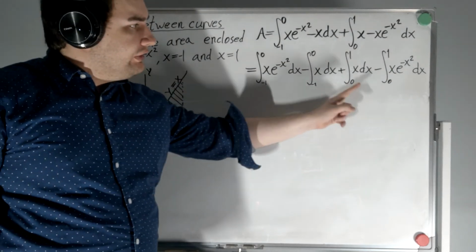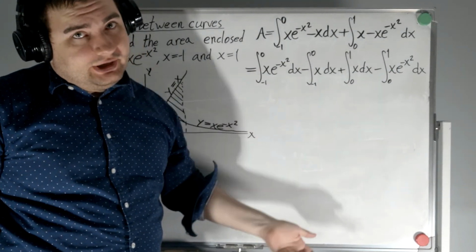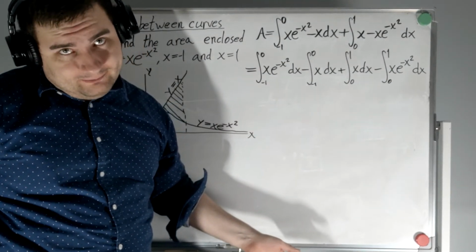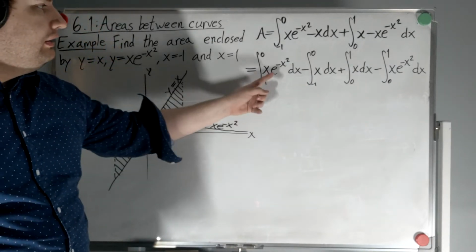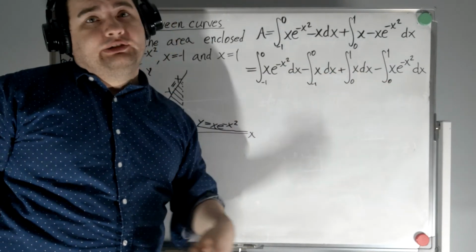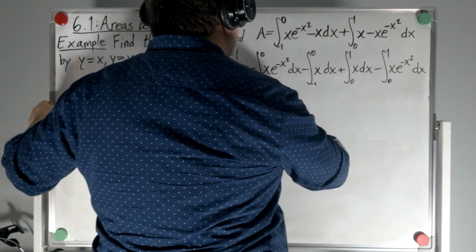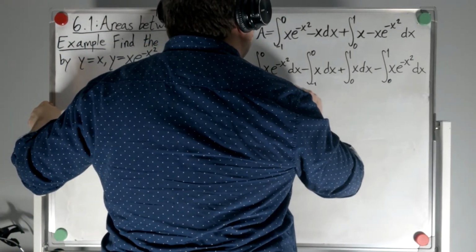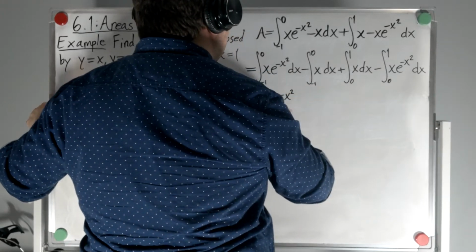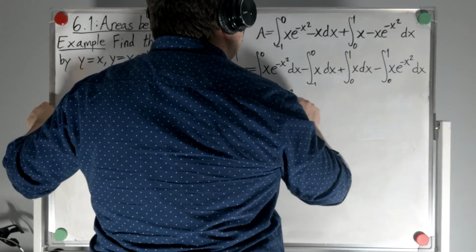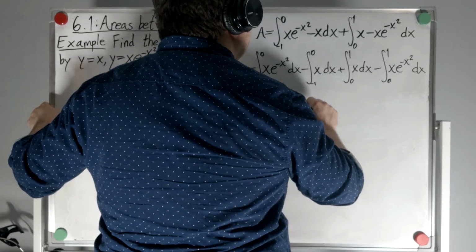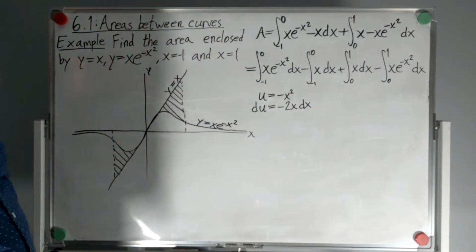Now, these two integrals are easy. The antiderivative is just 1/2 x squared. These two, first and fourth, need to be done by a u substitution. So u equals -x squared. That forces du to be -2x dx.